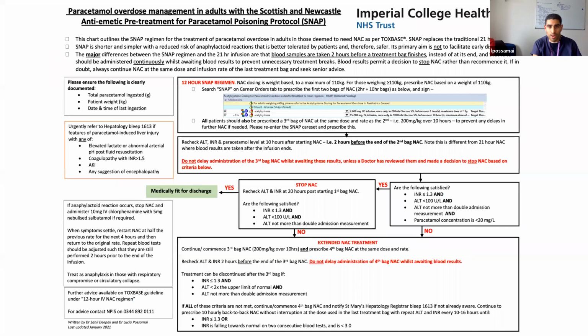And with that all in mind, we've now created our own local guideline for SNAP at Imperial, which you can find by searching the internet for SNAP, and it comprises this flowchart plus a full text guideline as well.